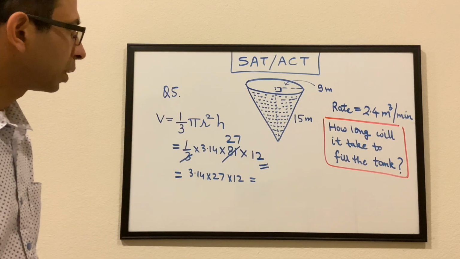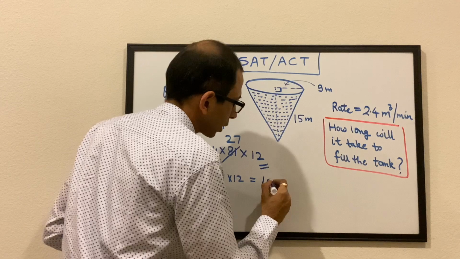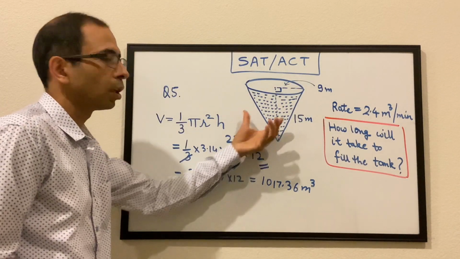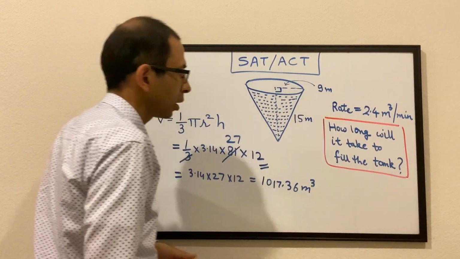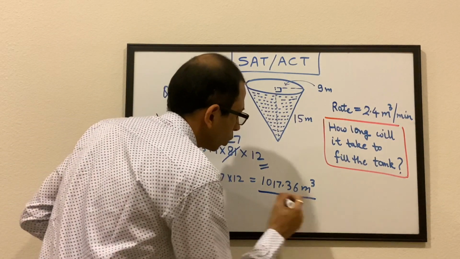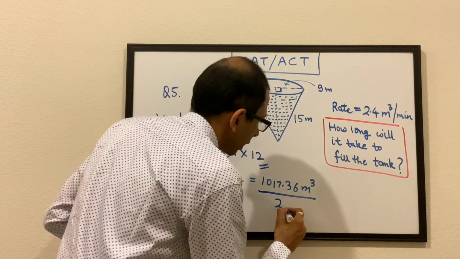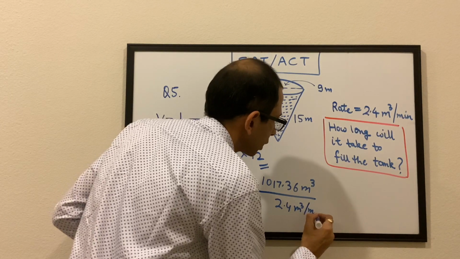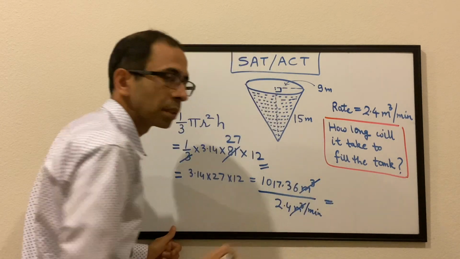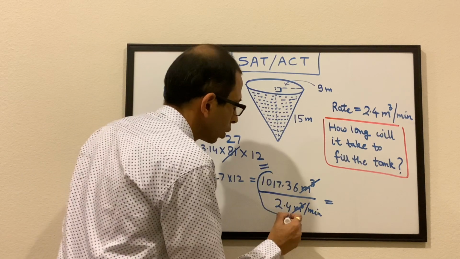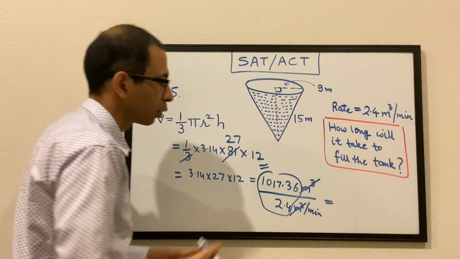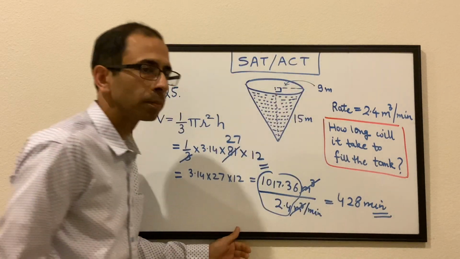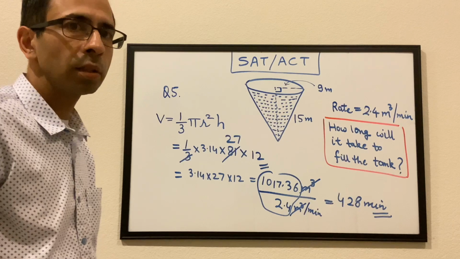And this comes out to be 1017.36 meter cube, of course, because everything is in meters. So this is the volume of this tank. The water is flowing at this rate. So obviously it will take 1017.36 divided by 2.4 meter cube per minute. Meter cube and meter cube cancel out. Obviously you get the time here, and 1017.36 divided by 2.4 is roughly around 428. So it will take around 428 minutes for the tank to be fully full.